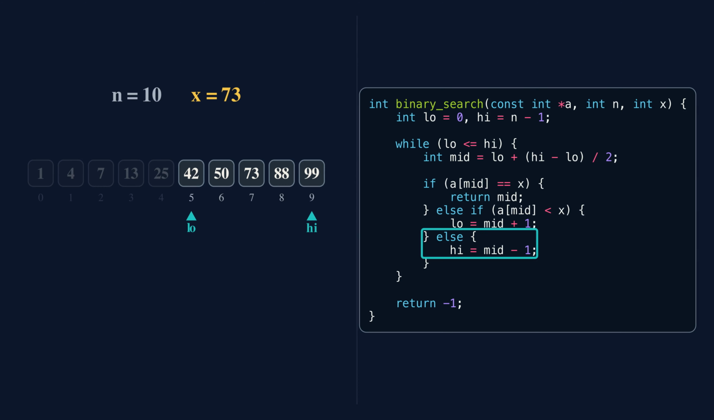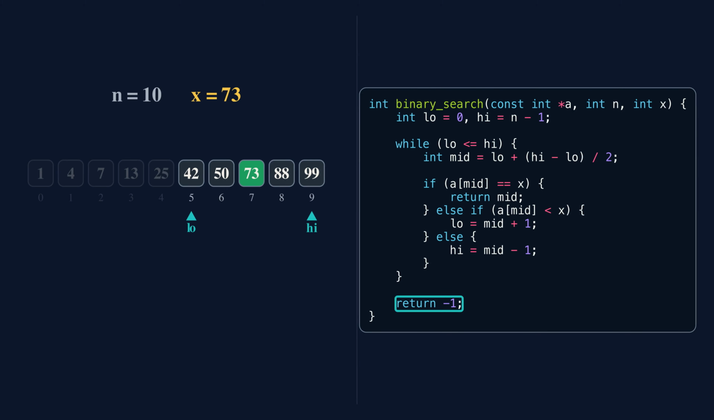If the middle had been too big, we'd do the same thing on the other side. Move high left of mid. Now we repeat with the smaller range. The new middle is index 7. This time, A[mid] is 73. That's exactly X. So the answer is index 7. Return it, and we're done. And if the markers ever cross, the range is empty. Nothing left to check. That's when the function returns -1.